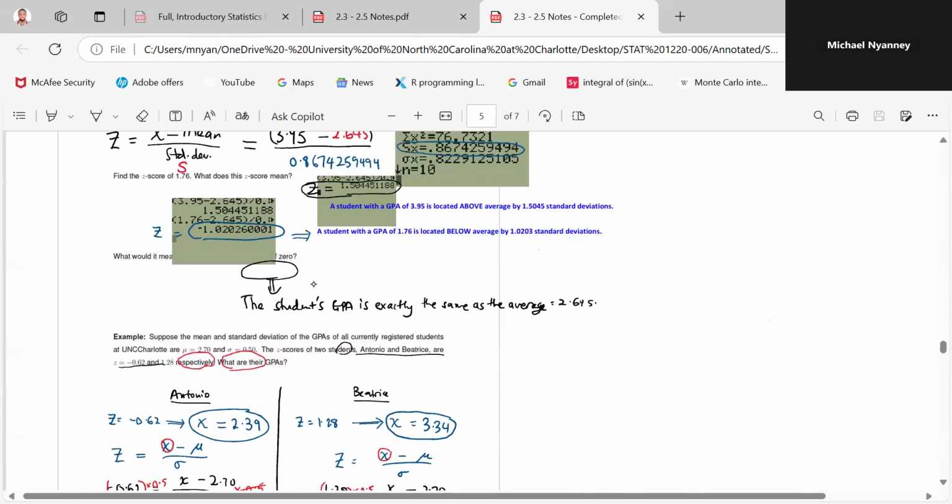So always, S is equal to the mean plus z sigma. If z is 0, then this part goes to 0, and you're going to have S equal to the mean. That's why when z equals 0, your S equals your mean.